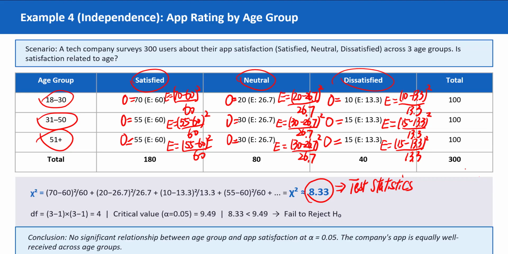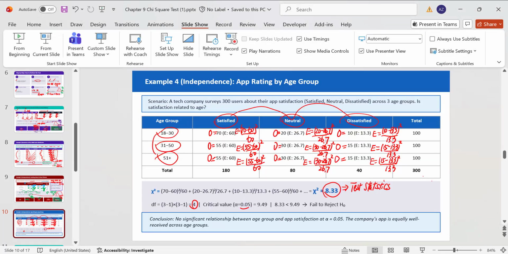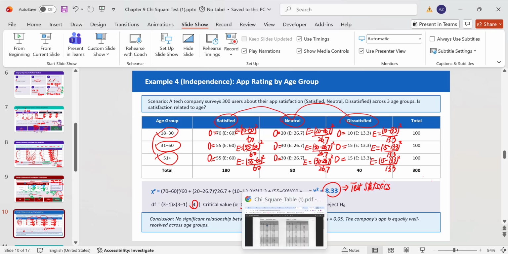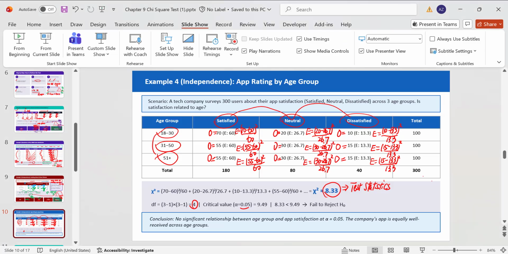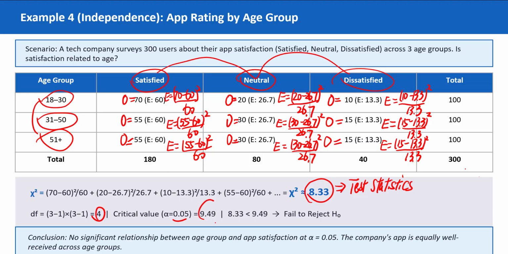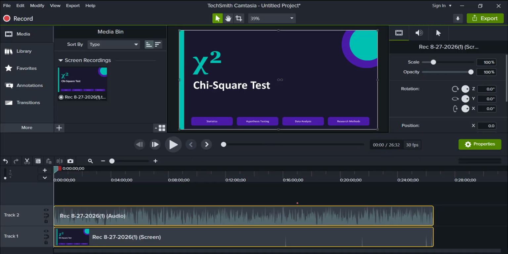So the degrees of freedom: 3 rows and 3 columns, so 3 minus 1 times 3 minus 1, that's 4. And alpha is 0.05. Again, we look up the chi-square values from the chi-square table for 0.05, so it's 9.49. That's what we see from here. We can also use Excel to figure out the critical chi-square values.